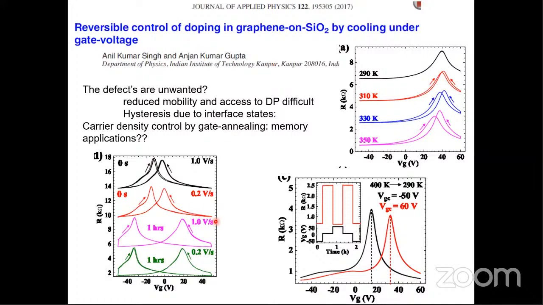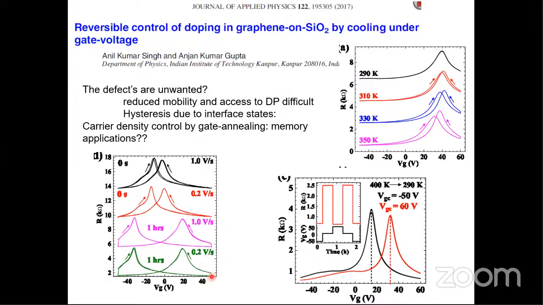Because these interface states change their charge state, you see something called hysteresis in the transport properties of graphene. So you just look at the resistance variation as a function of gate voltage. And you see as you sweep the gate in one direction, you see one type of resistance behavior. As you reverse the direction, you see a different behavior, right? So there is a shift in the Dirac point with the sweep direction. And in fact, what is important here is if you wait at the end points for a long time, you will see that this shift can be very large, okay?